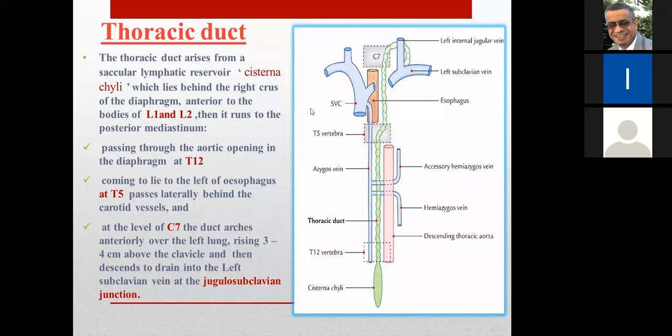Well, at this level it will turn to the left of the esophagus. And then the third important level is at the level of C7. Well, at this level, it will arch over the apex of the lung to drain into the left jugular subclavian junction. So these are three important levels: T12 at the level of the opening, T5 where it comes to the left of the esophagus, and C7 where it will arch over the apex to drain into the jugular subclavian junction.